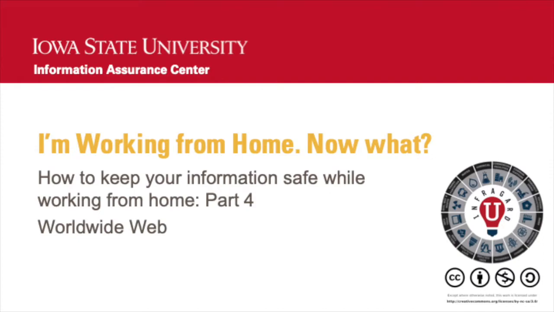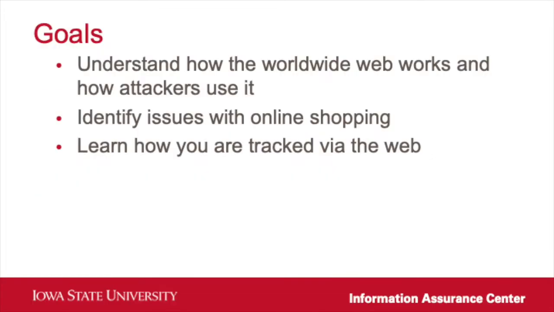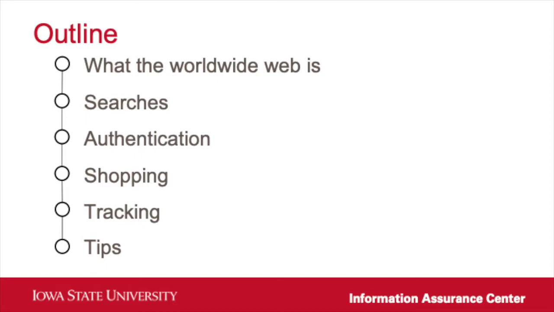Today's topic is going to be the World Wide Web. Goals, we're going to try to understand how the World Wide Web works and how attackers use it. We're going to identify some issues with online shopping, and then we're going to learn how you can be tracked via the web. So the outline, as I said, we're going to talk about the World Wide Web, look a little bit at searches, touch again on authentication, shopping, tracking, and then we'll close out with a few tips.